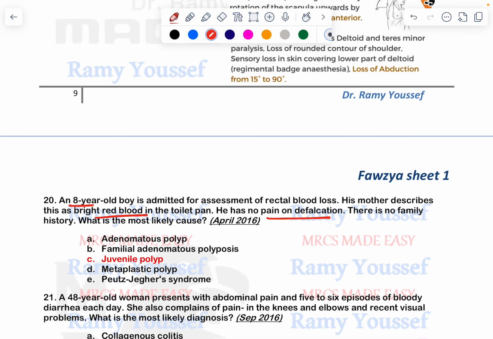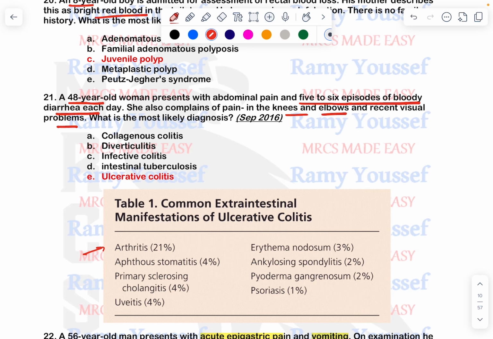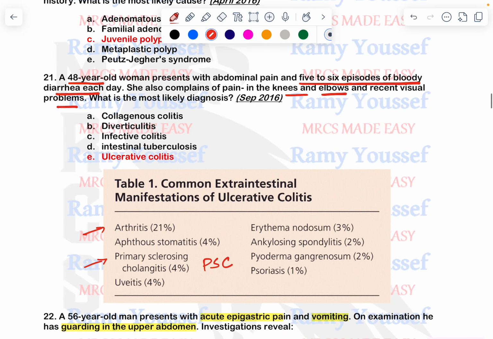A 48-year-old woman presents with abdominal pain and a 5 to 6 week history of 5 to 6 episodes of bloody diarrhea each day, with pain in the knees and elbows and recent visual problems. So now there are multiple problems: bloody diarrhea, abdominal pain, and joint pain. Ulcerative colitis is associated with arthritis, and that's why the knees and elbows. It can also have primary sclerosing cholangitis, PSC, erythema nodosum, ankylosing spondylitis, pyoderma gangrenosum, multiple associations with ulcerative colitis.